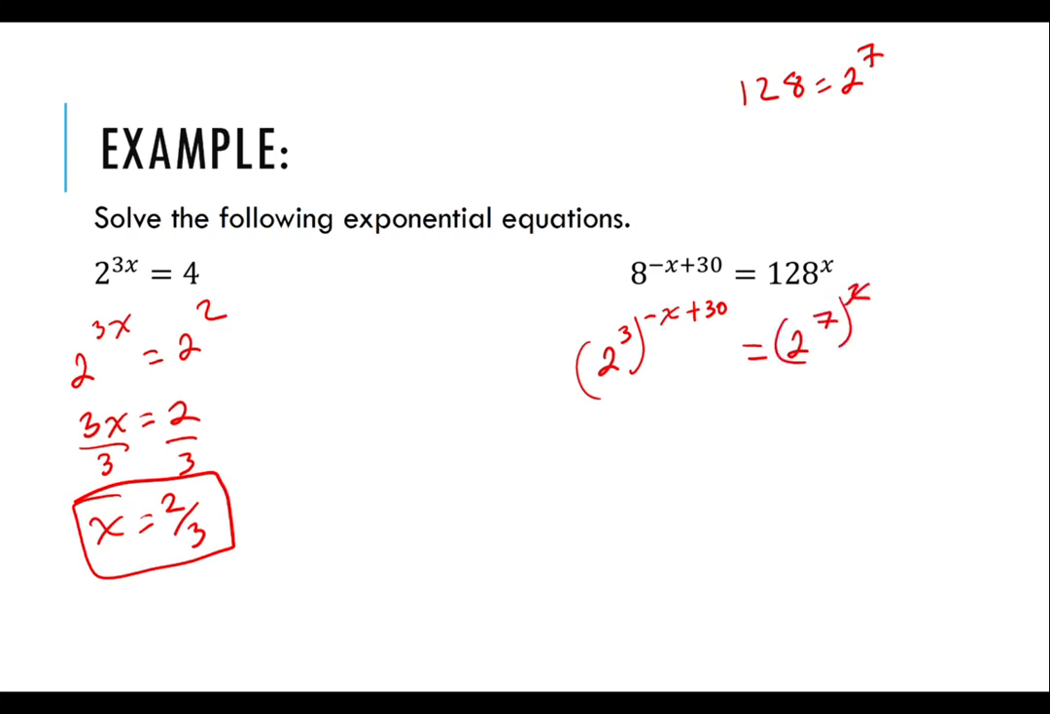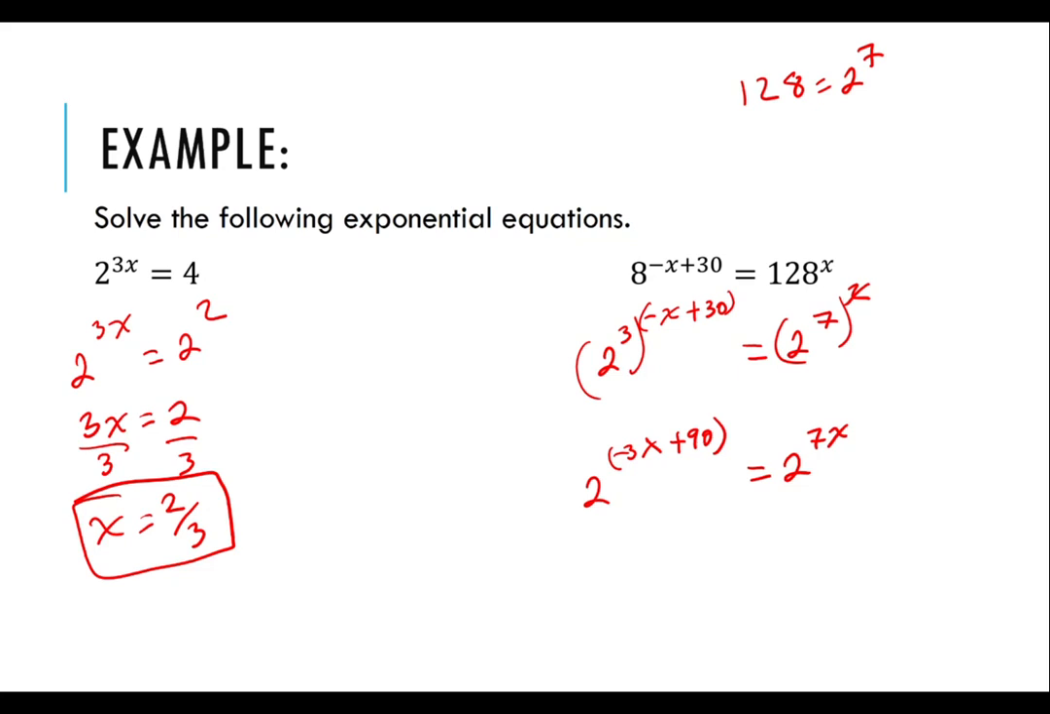Then I need to get the bases to match perfectly, so I need to deal with some exponent rules to help this out. But a power to a power is multiplication, and so this is then going to be 2 raised to the negative 3x plus 90 power is equal to 2 to the 7 times x power. Then we have matching bases.